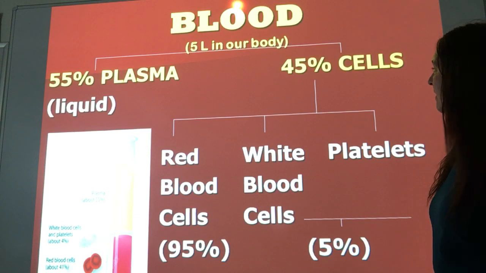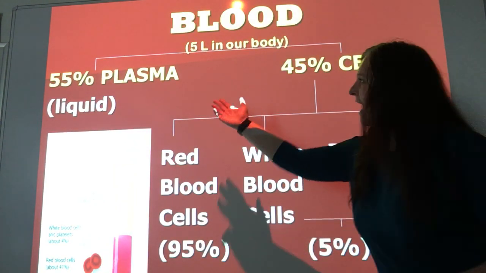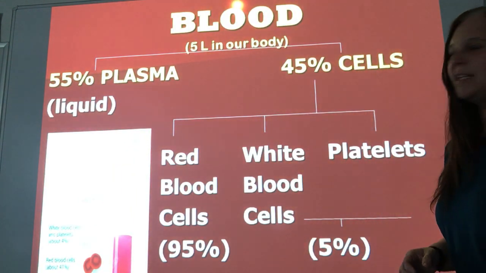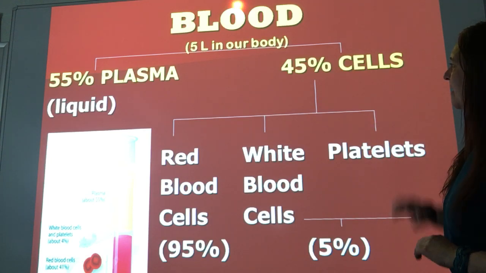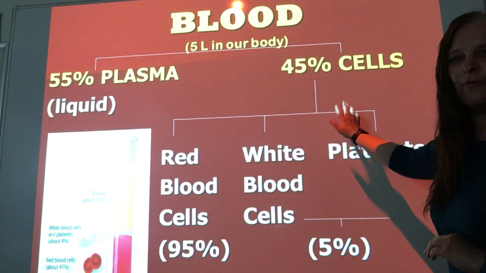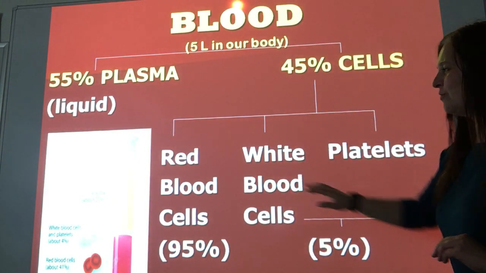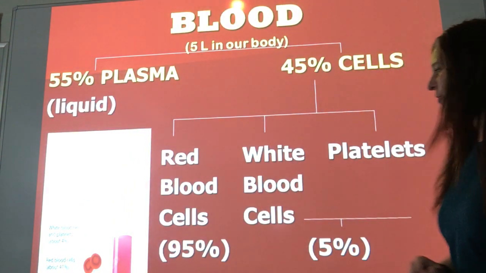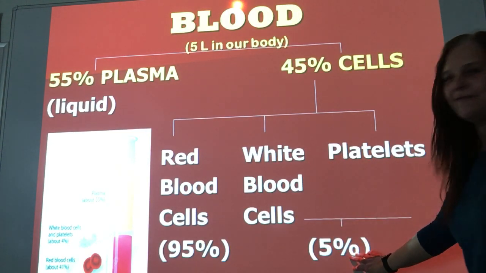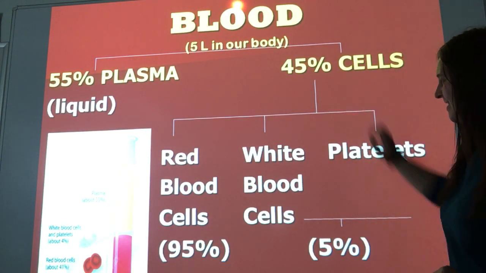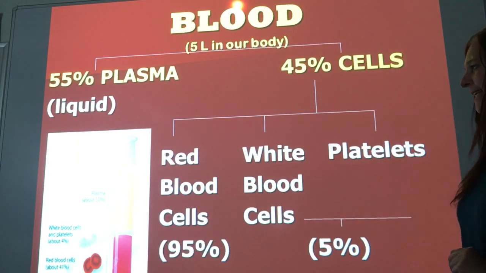Now, what is it made up of? Well, there's two different parts to blood. Over half of it is plasma, and the plasma is basically the liquid part of your blood, and 45% of it is cells. Now, out of the 45% that are cells, 95% of the 45% is red blood cells. So most of your cells are red blood cells. The remaining 5% of the 45% is white blood cells and platelets.